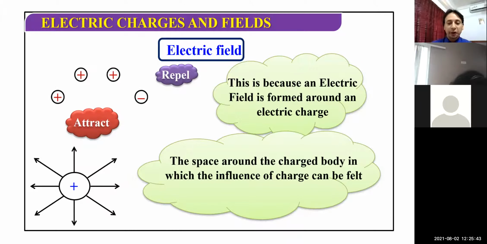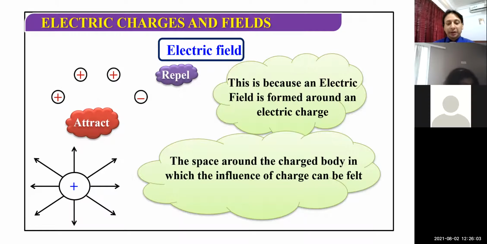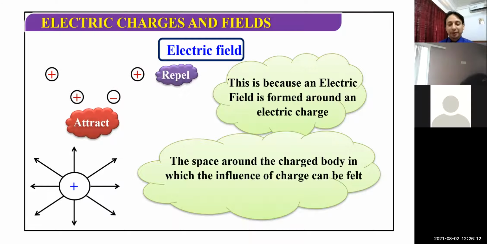The space around the charged body in which the influence of charge can be felt, meaning that we can experience a repulsive force or attractive force, that field is called the electric field. Let me explain in other words, children: it is the space around a charged body, and if in that field I bring any other charged body, that charged body will experience a force.